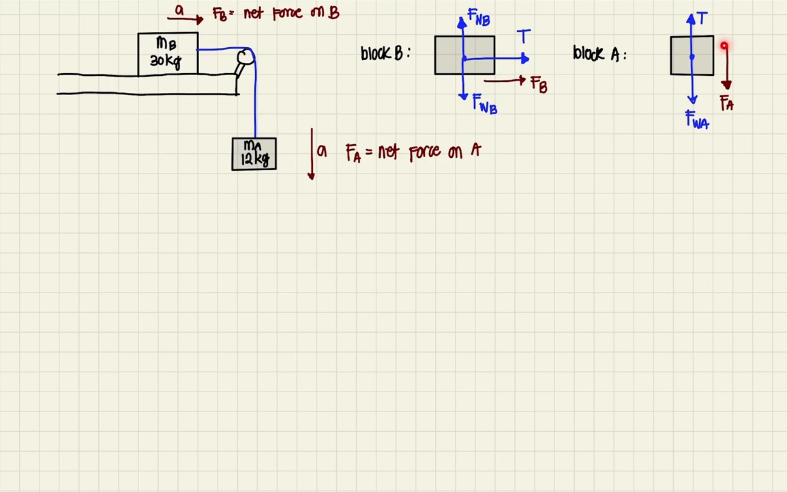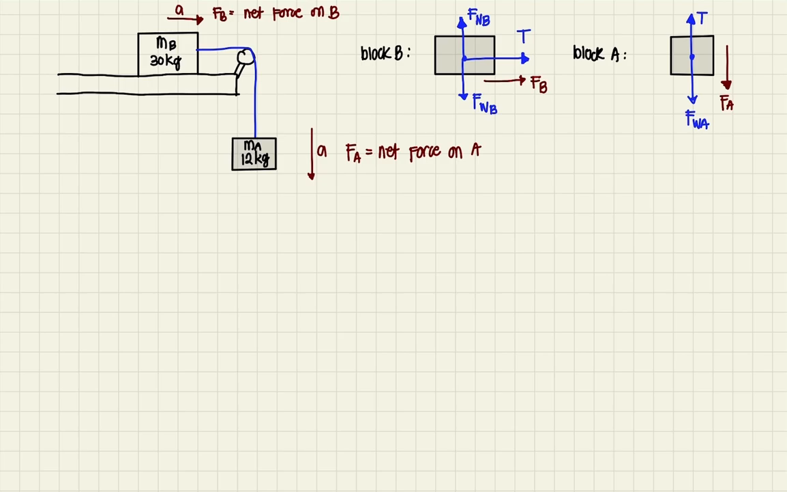But here, the acceleration of block A is directed downward, which tells us that this is simply the difference between the weight of block A and the tension. So because the movement is downward, it tells us that the weight of block A is greater than the tension. Okay, so what equations can we draw from the two FBDs?